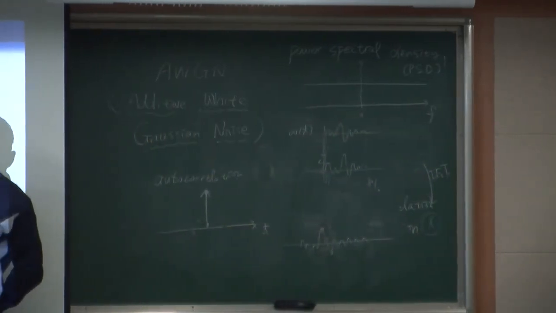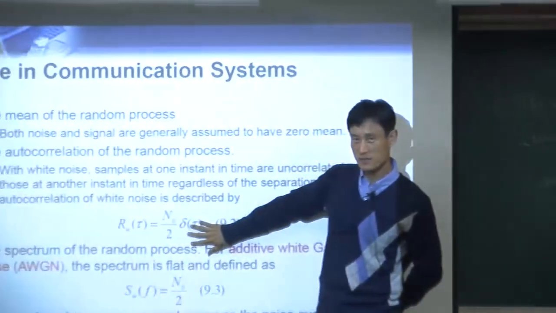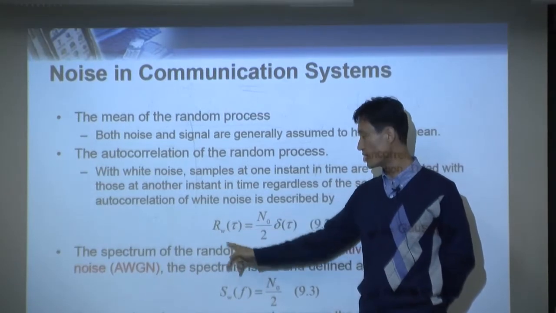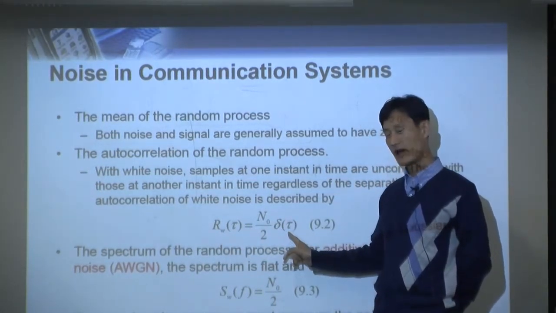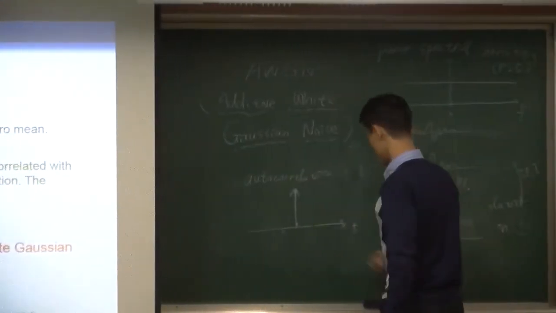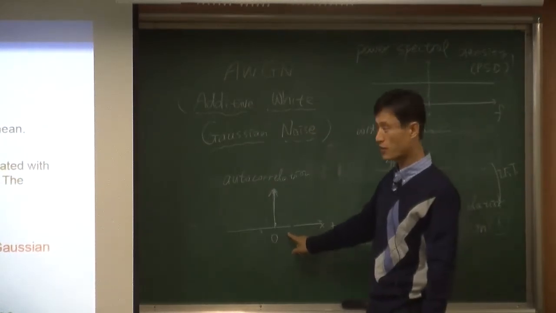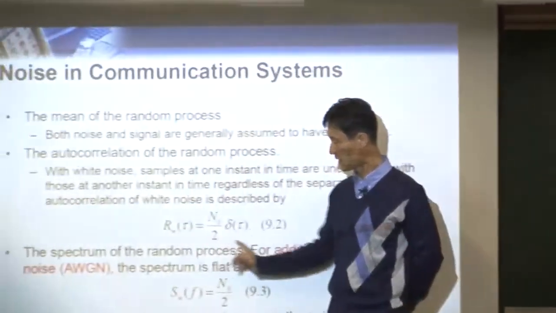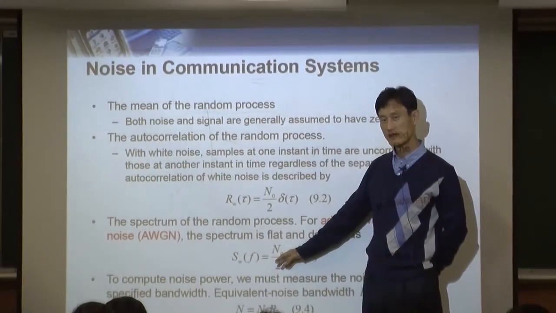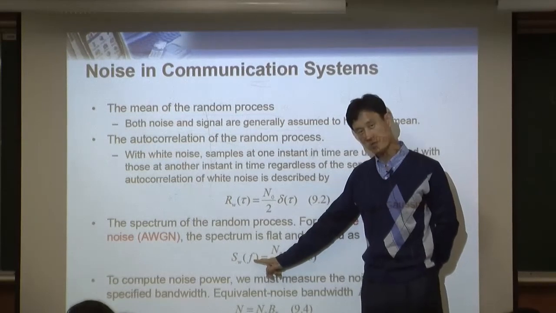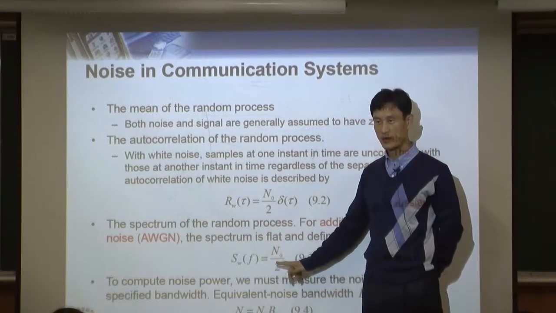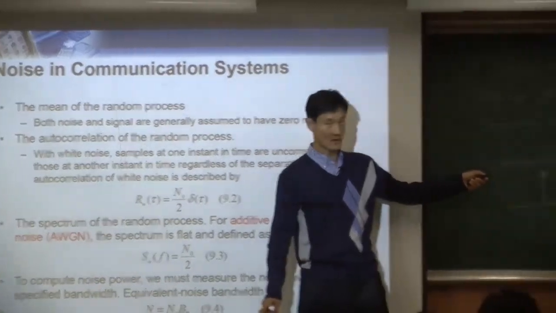So the equation you are looking at here is the autocorrelation function. Your autocorrelation is going to be a delta at tau equal to 0. That's our autocorrelation. And what is this one? This is a power spectral density. Our power spectral density in frequency domain, this is f, right? The power spectral density has a constant value. Why is that? Because it's flat here.